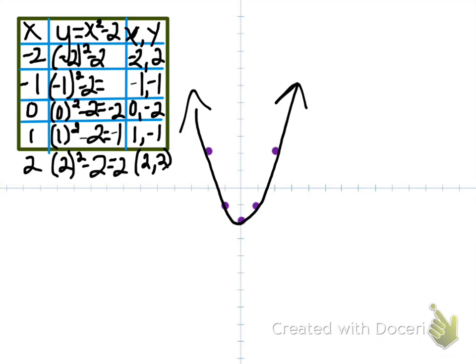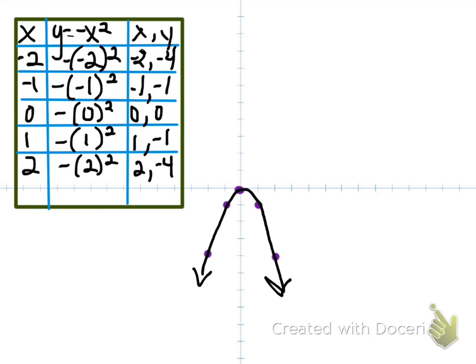So for the first one, we go left 2, up 2. That's -2, 2. The next one, for -1, -1, we would go left 1, down 1. 0, -2, we would just stay on the y-axis and go down 2. For positive 1, we would go right 1 and down 1. And then for positive 2, we would go right 2, up 2.